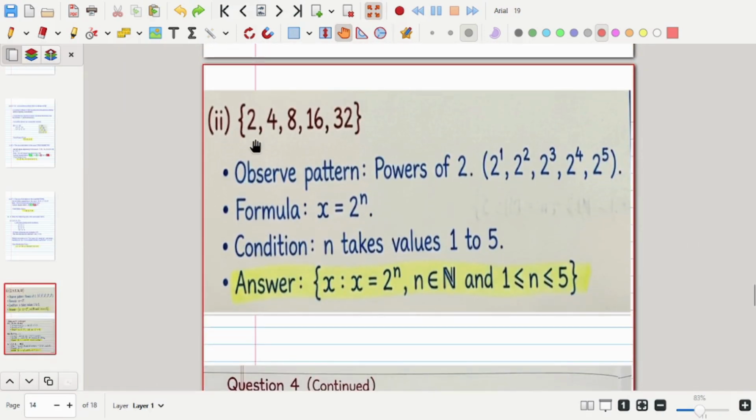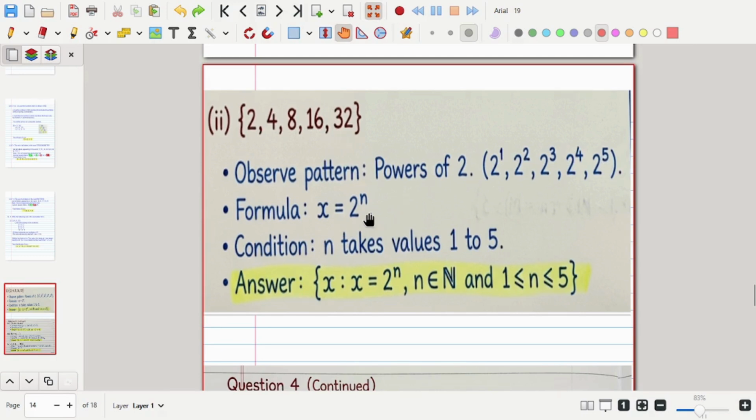2, 4, 8, 16, 32. Observe the pattern. Here these are powers of 2. 2 raised to 1 is 2. 2 raised to 2 is 4. 2 raised to 3 is 8. 2 raised to 4 is 16. 2 raised to 5 is 32.